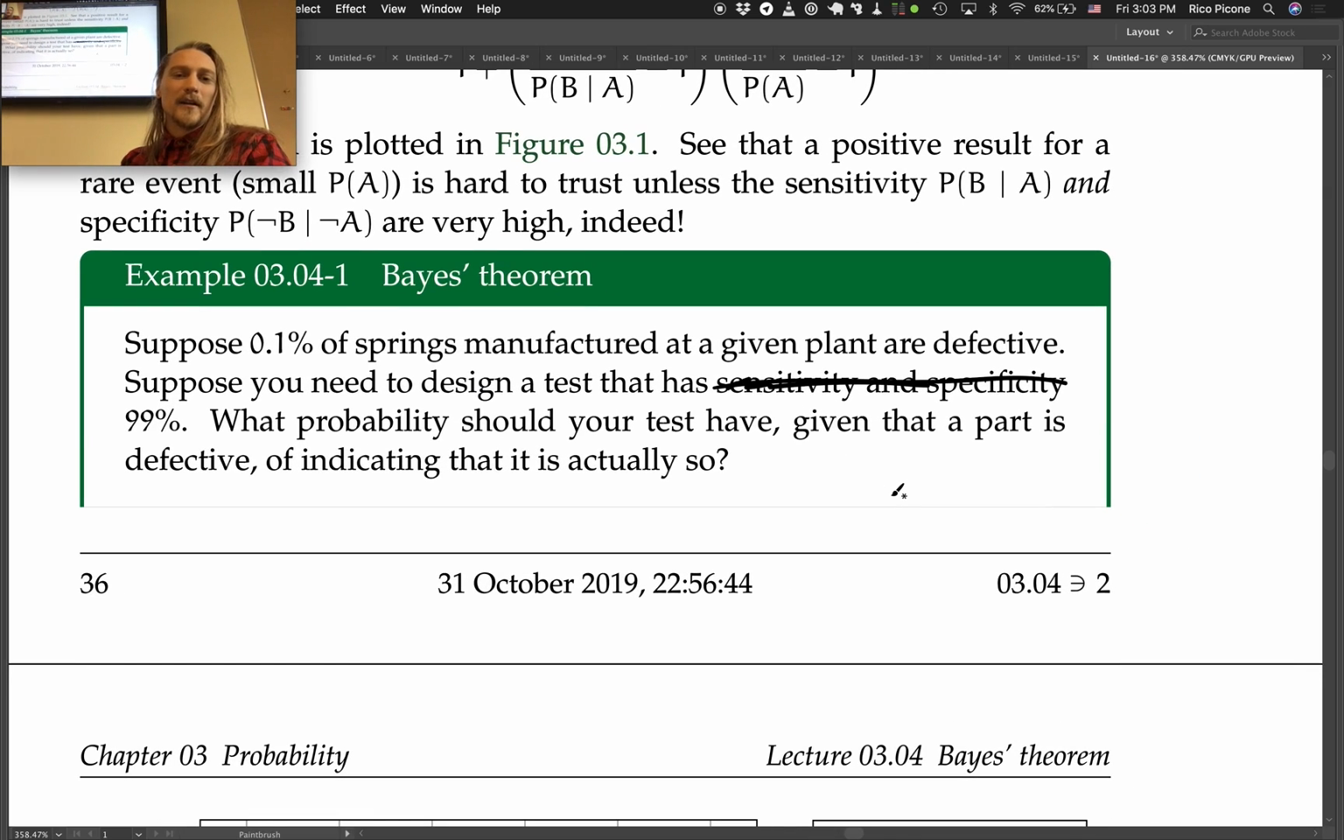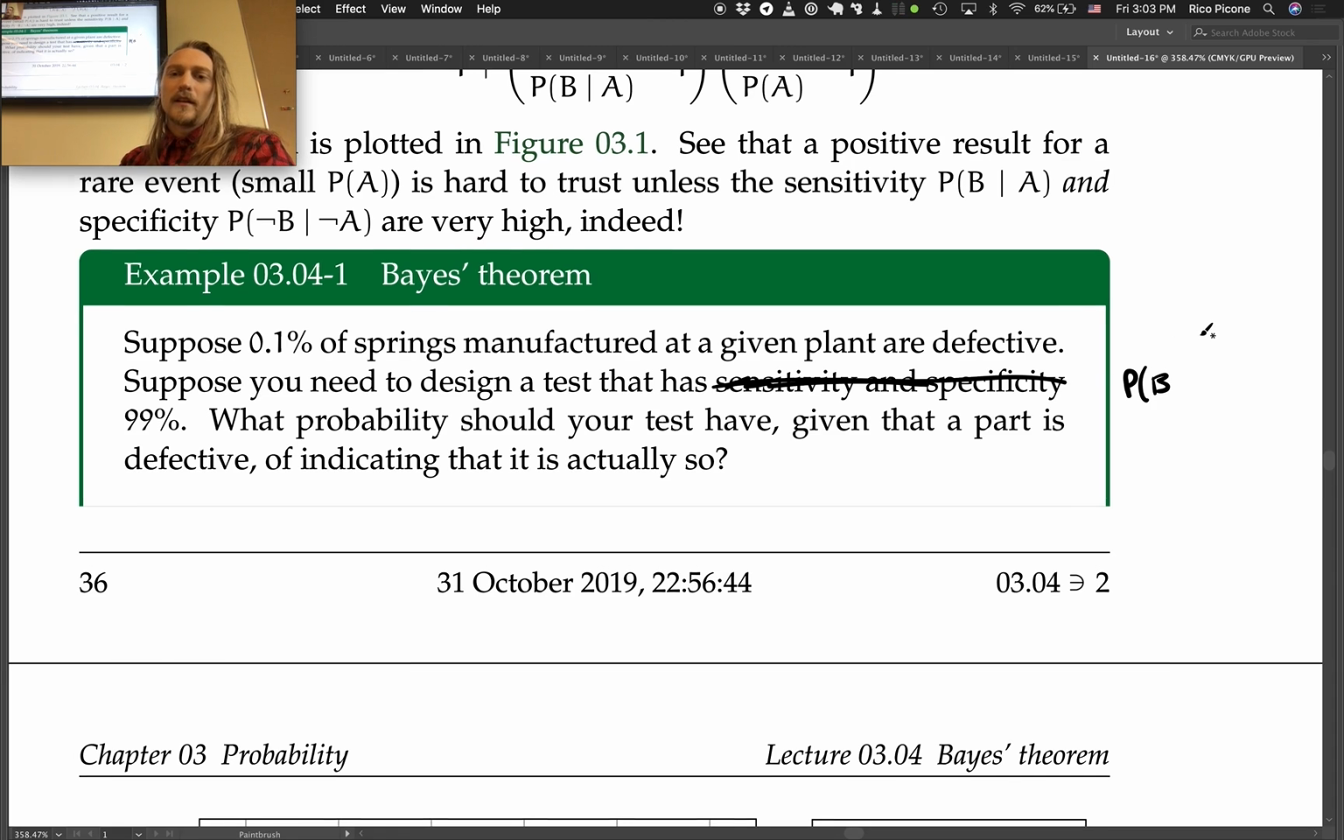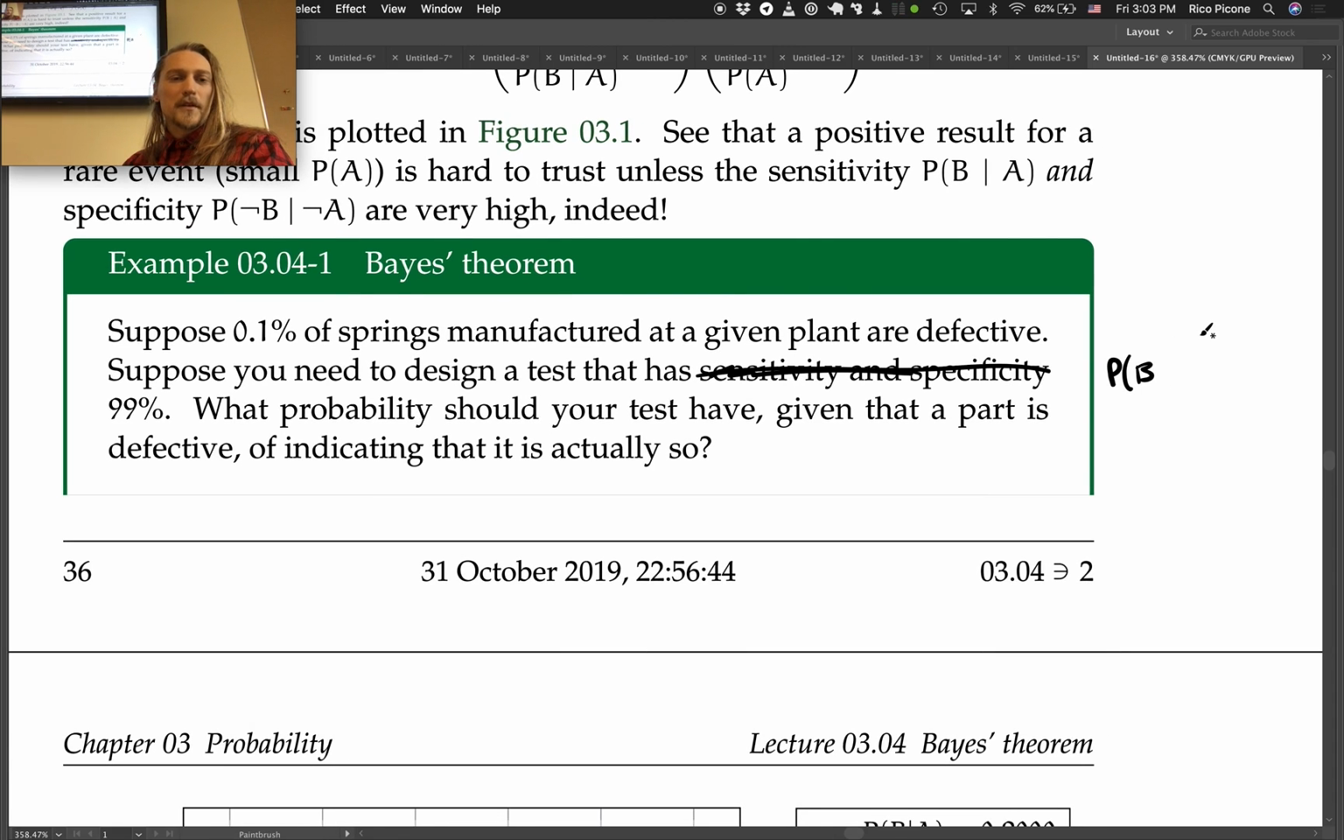So suppose you need to design a test that has the posterior probability of, or no, let's see, what did I want you guys to calculate? I wanted you guys to calculate the sensitivity and specificity required.